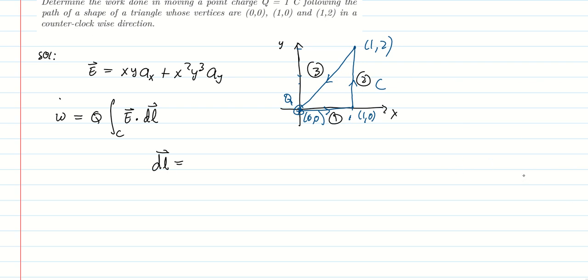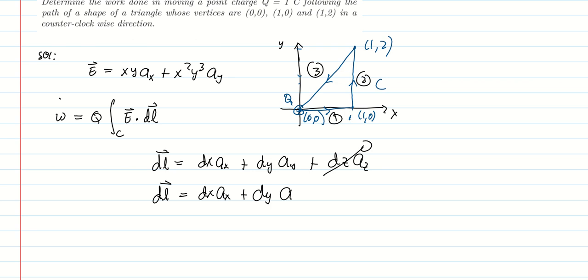So our dL in rectangular coordinate system is basically just dx in the x direction plus dy in the y direction plus dz in the z direction. But we don't have dz here, so we can just remove that dz because we are just in the xy plane. So our dL now will be just equal to dx ax plus dy ay. So this will change. It depends on the coordinate system that you will be using.